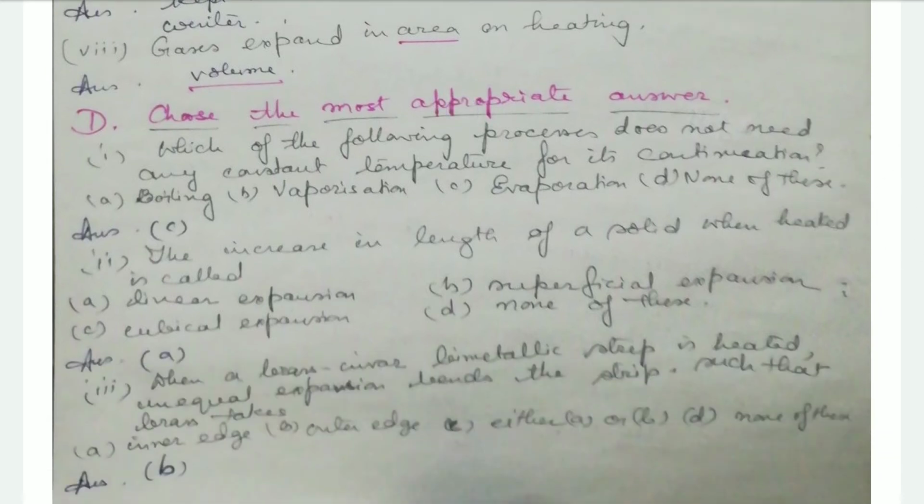Then choose the most appropriate answer. Which of the following processes does not need any constant temperature for its continuation? Boiling, vaporization, evaporation, none of them. That's C. Evaporation does not need any constant temperature. Otherwise, boiling and vaporization require a constant temperature.